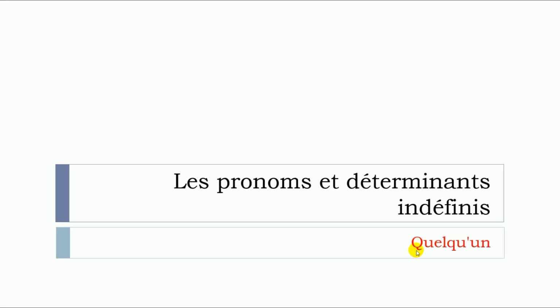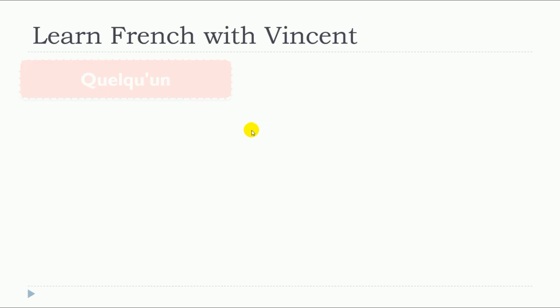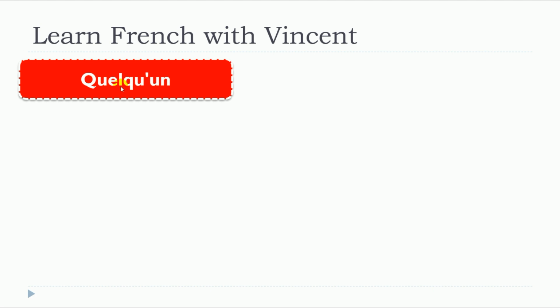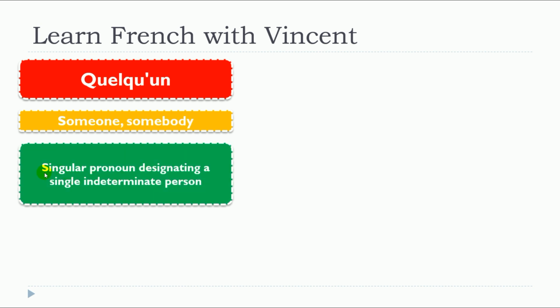In this lesson, we will see together les pronoms et déterminants indéfinis. But more precisely, we will see quelqu'un. So, this lesson is about quelqu'un. And quelqu'un means someone or somebody. It's a singular pronoun designating a single indeterminate person.